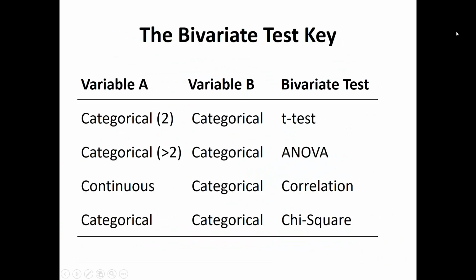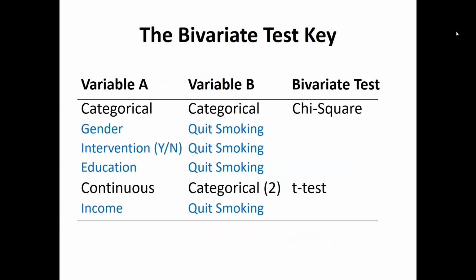Okay, so we have our old bivariate test case. This is for the first way, when we do the chi-square and the t-test. So which test do we need for our analysis? We just plug in our variables. We have three categorical predictors being compared with our categorical outcome, quit smoking, for which we'll use the chi-square. Then we have one continuous predictor, income, with our categorical outcome with two categories, quit smoking, where we'll use the t-test.